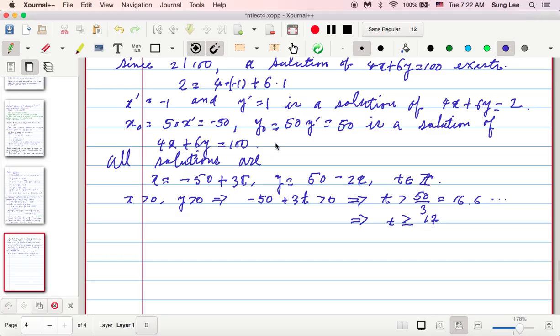And also y, 50 minus 2t, has to be strictly greater than 0, positive. So this implies that t is less than 50 divided by 2, which is 25. So this means t is less than or equal to 24.